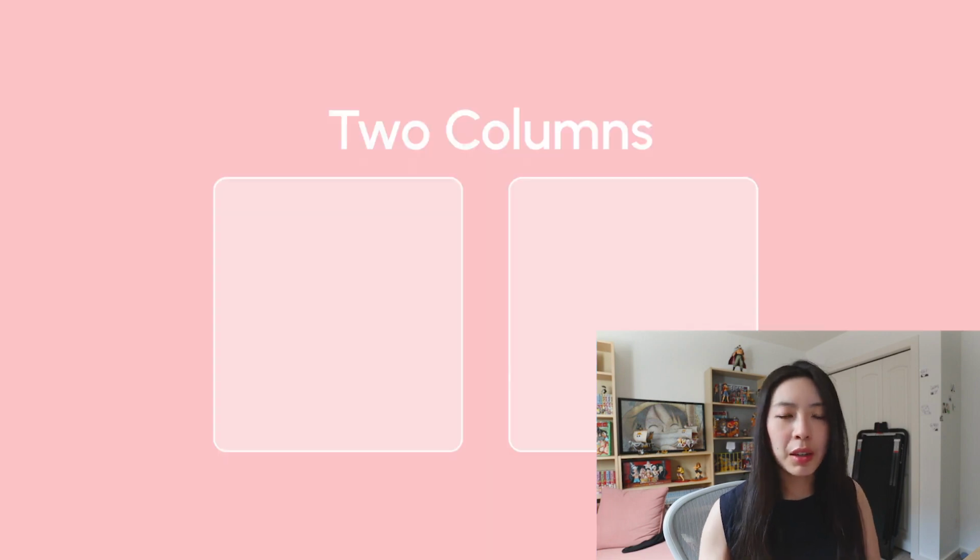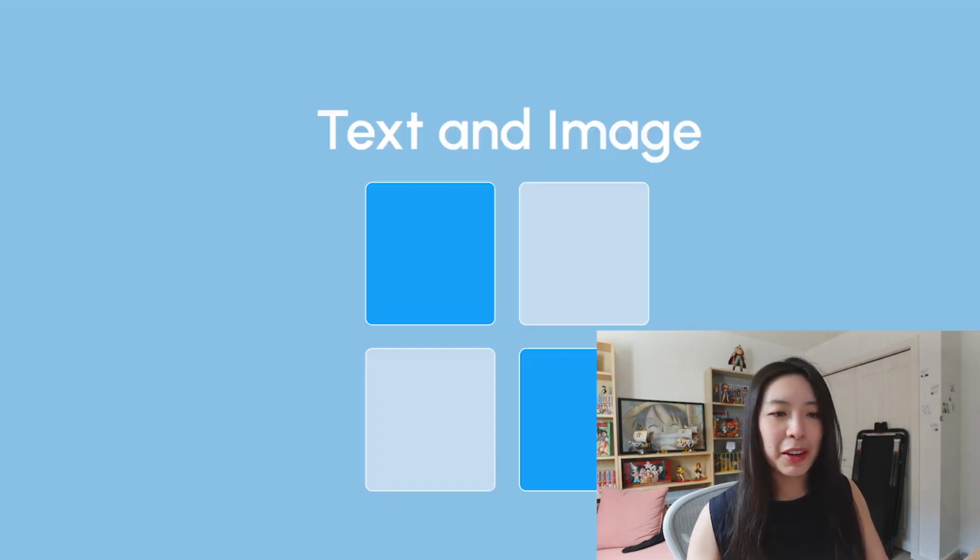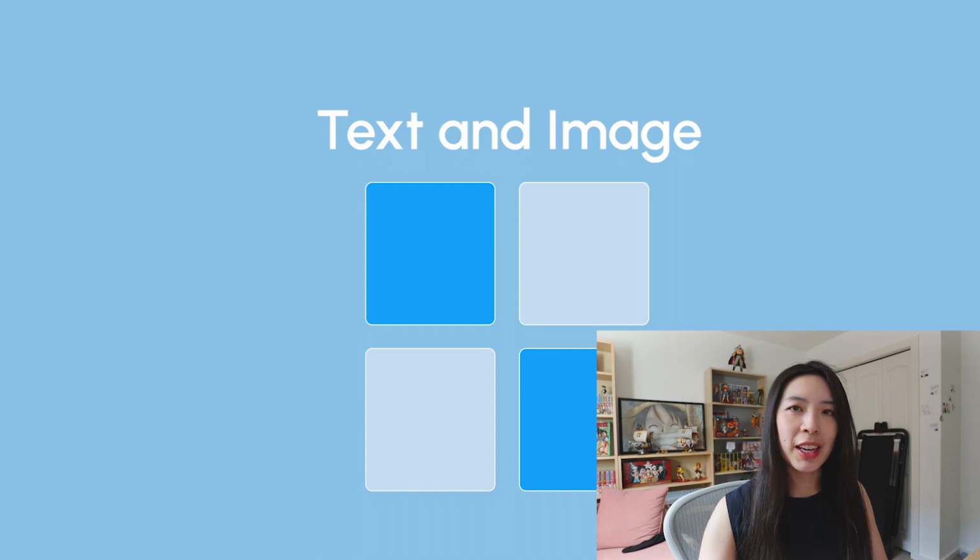Different ways that I like to organize and lay out my case study is I'll try using a single column, two columns, images on one side and text on the other, and then I kind of alternate them as we move down.